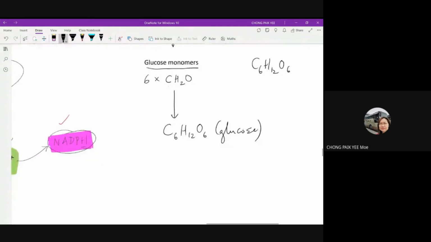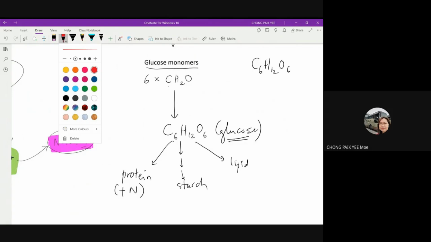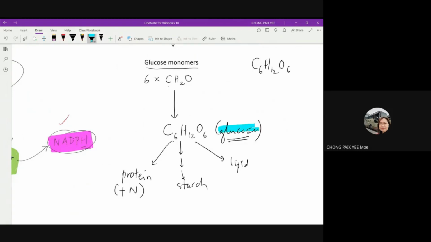And after that, your glucose will be converted into starch to be stored. And also, of course, you need this glucose to be converted into lipid. All right, plants also have oil. And of course, it also needs to make protein. But for protein, you need to have an added element, which is nitrogen, to make protein. Okay, so this is the first product of your second reaction. So the product of the second reaction is glucose. This is the main reason why the photosynthesis is carried out, because they want to make this. So this is the product.